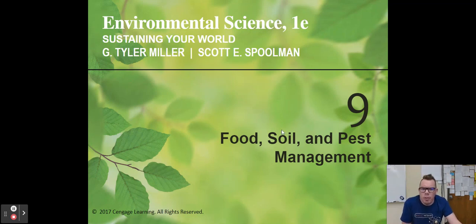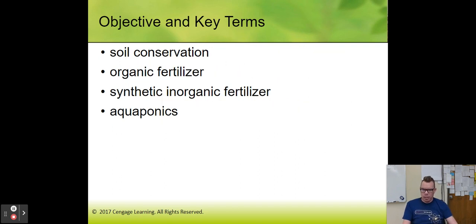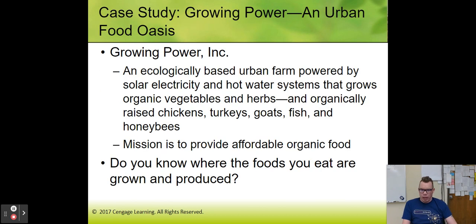All right, last one today, 9.5. Here we go. So, key terms today: recognize that sustainable solutions to agriculture must conserve soil, water, and energy. Those three things are very, very important. And also, identify a variety of solutions that can produce all that stuff sustainably. All right, again, the overarching goal of our class is sustainability in general. Some of our key terms: soil conservation, organic fertilizer, synthetic inorganic fertilizer, and aquaponics.